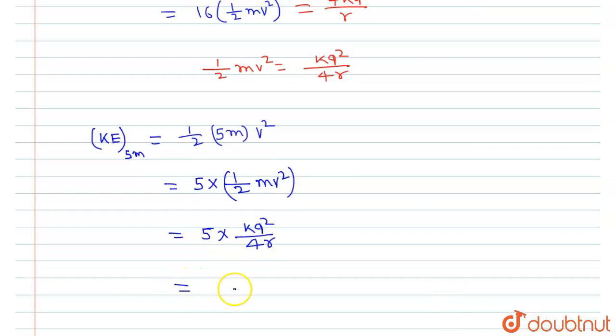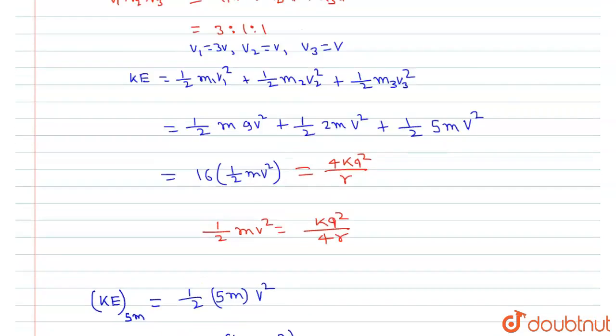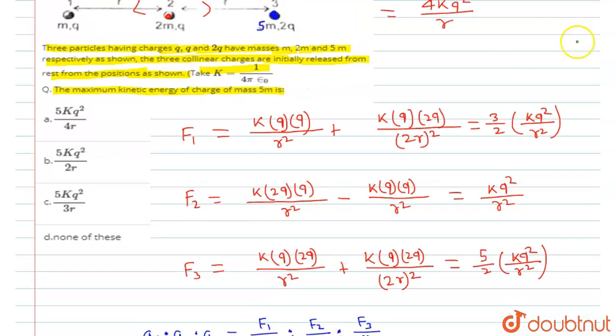Now 1 by 2 mv square is equal to KQ square by 4R. So this is equal to 5KQ square divided by 4R. Clear? So this is the required answer for this question. Kinetic energy of the third particle means mass is 5m, and this is equal to 5KQ square divided by 4R. Clear? So this is the required answer. Now according to the options, we can see that A is the right option for this question.